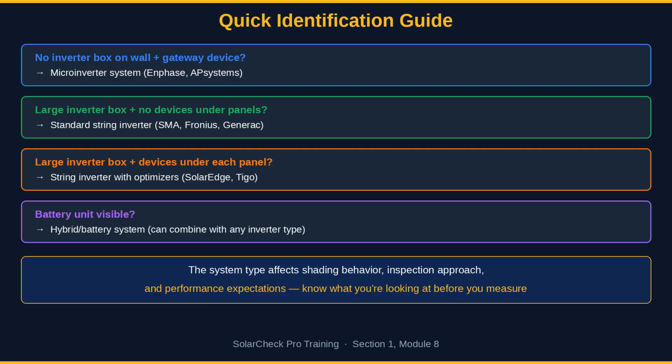The key takeaway: the system type affects shading behavior, your inspection approach, and performance expectations. Know what you're looking at before you start measuring. Up next, arrays and panel grouping concepts.